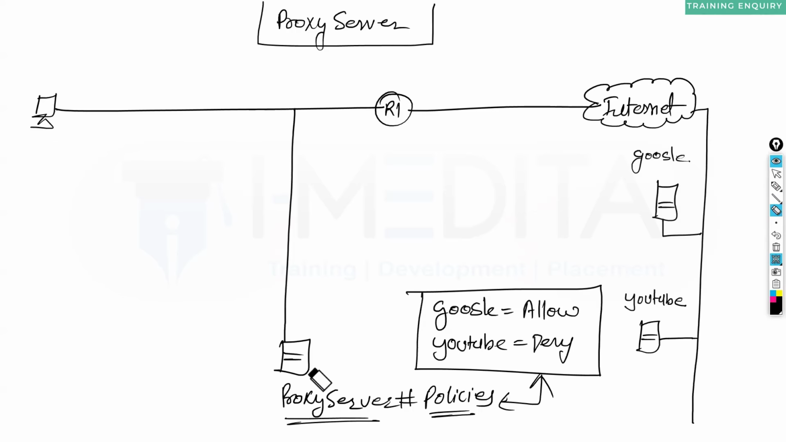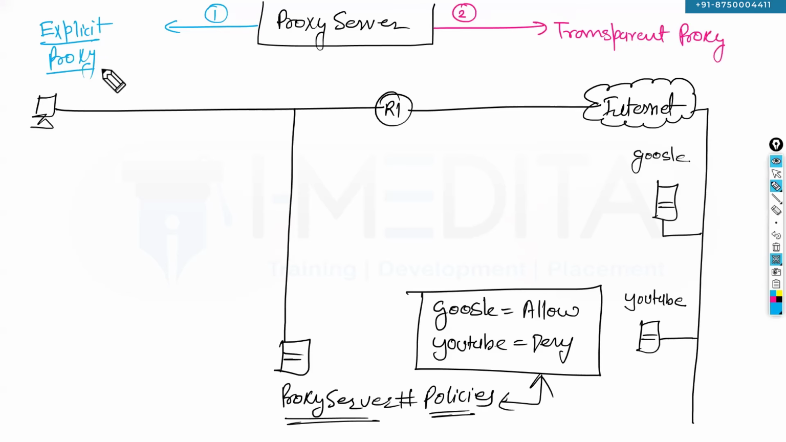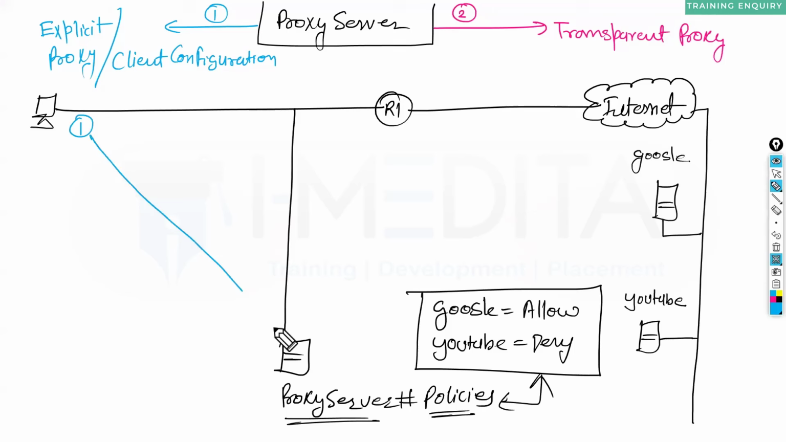Such kind of policies we will implement at our proxy server. Now we need to send traffic to the proxy server. We can send traffic to the proxy server in two ways. The first method is explicit proxy. The second method to send traffic to the proxy server is transparent proxy. So let's take the example of explicit proxy. In explicit proxy, we need to do client configuration. We will tell the client that you need to send the traffic to the proxy server. So if we are using explicit proxy, in that condition the client will send a request to the proxy server that I want to communicate with Google. That traffic will come here. Then the proxy server will check the policies, that Google is allowed.